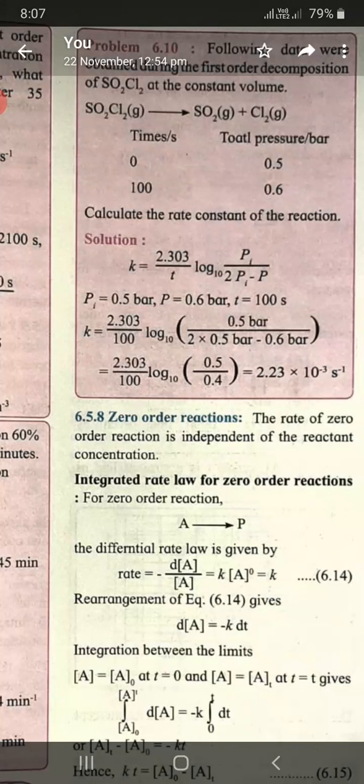So therefore substituting these values, Pi is equal to 0.5 bar, P is equal to 0.6 bar and t is equal to 100. So k is equal to 2.303 upon 100, that is time in seconds, log to the base 10 Pi is 0.5 bar divided by 2Pi minus P, 2 into 0.5 minus 0.6. So 0.5 into 2, that is 1. 1 minus 0.6, that is 0.4. So therefore 2.303 upon 100 log to the base 10 of 0.5 divided by 0.4, and on calculation we get the value of k, that is 2.23 into 10 raised to minus 3 per second.